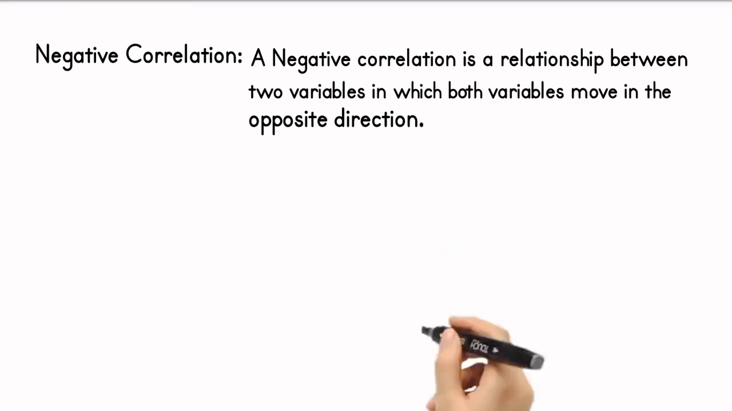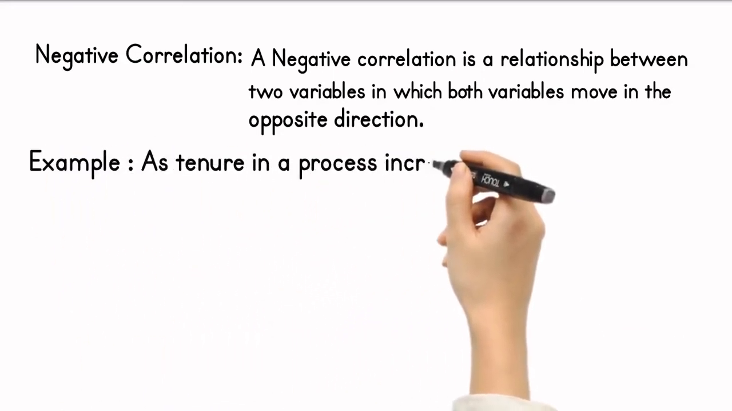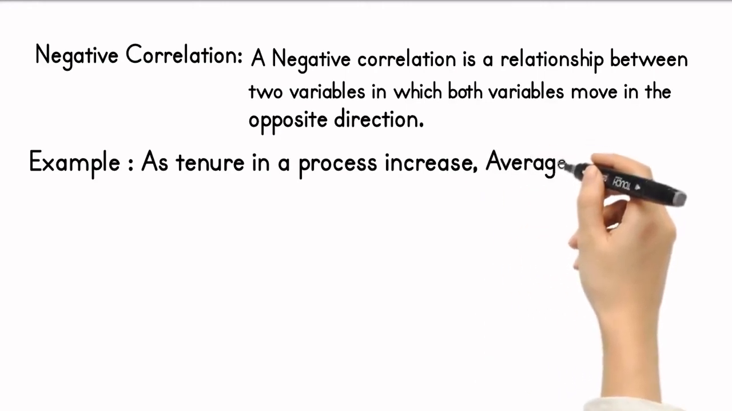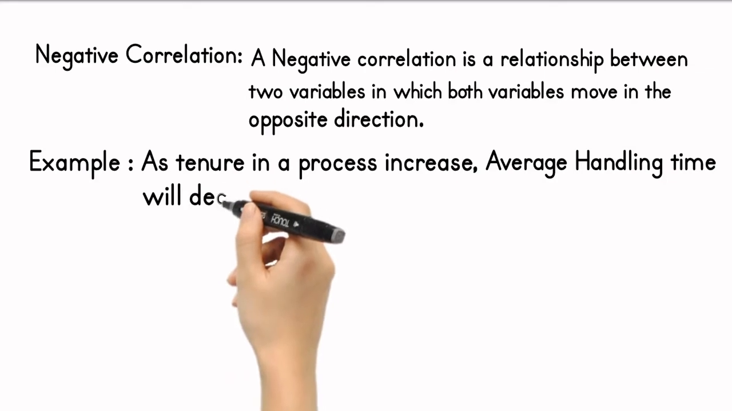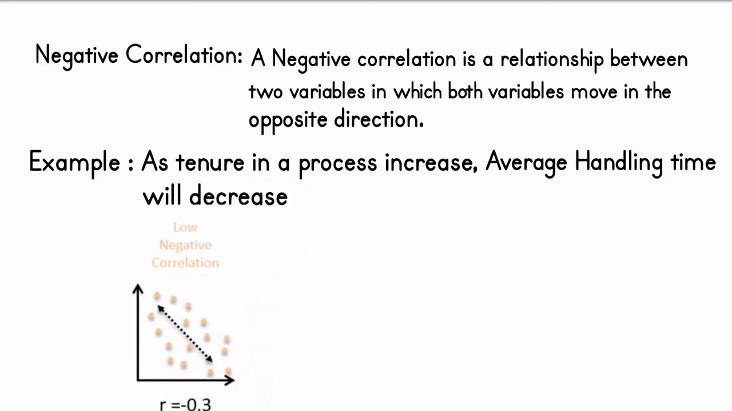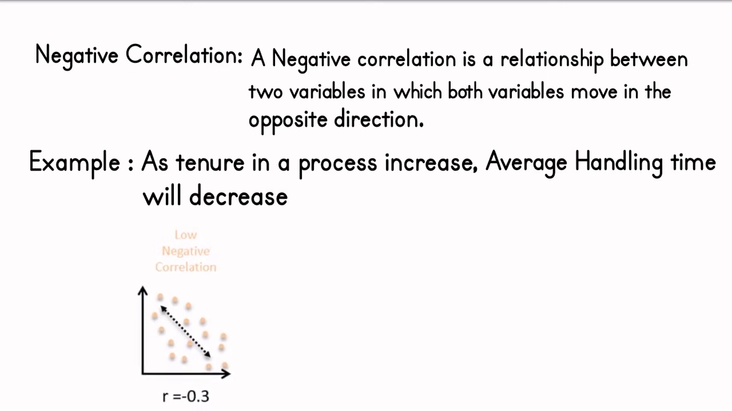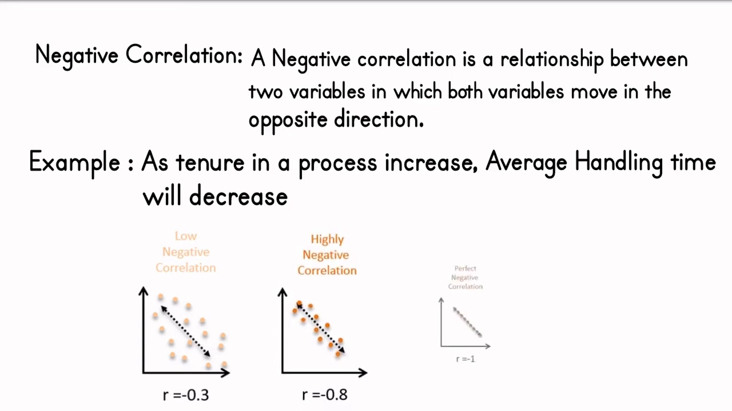Similar to positive correlation, negative correlation can also be classified as perfect negative correlation. For this type, the correlation coefficient value will be -1. Strong or high negative correlation: for this type, the correlation coefficient value will be below -0.8. And low negative correlation: for this type, the correlation coefficient value will be between -0.3 to -0.8.